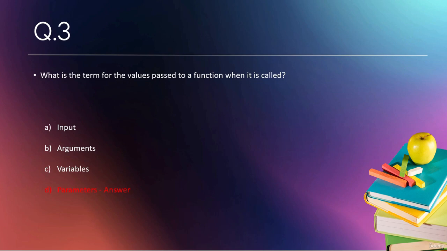The values that we give are the arguments when calling a function, but those values altogether are parameters of a function. One value is one argument, second value is second argument, and so on, but these all together when calling a function are parameters of a function. So this is the difference between parameters and arguments.